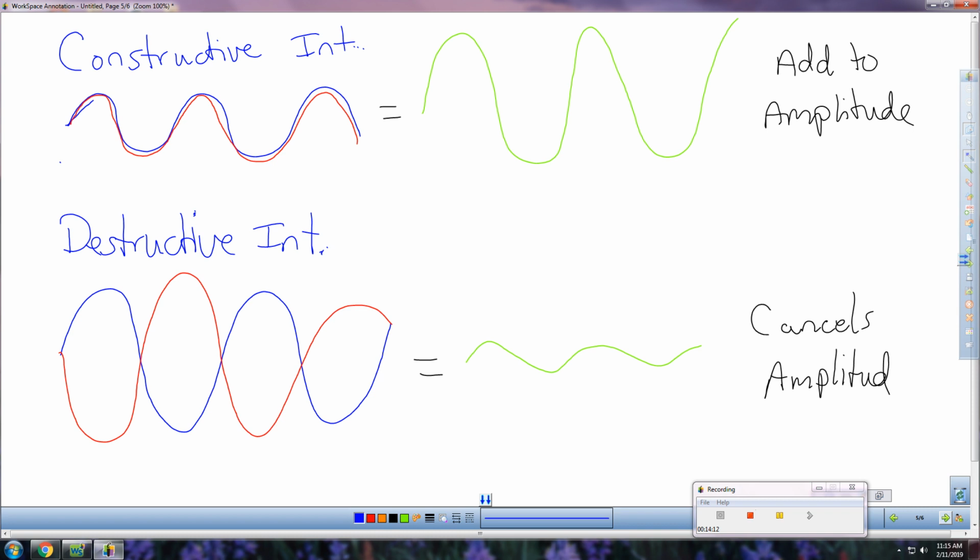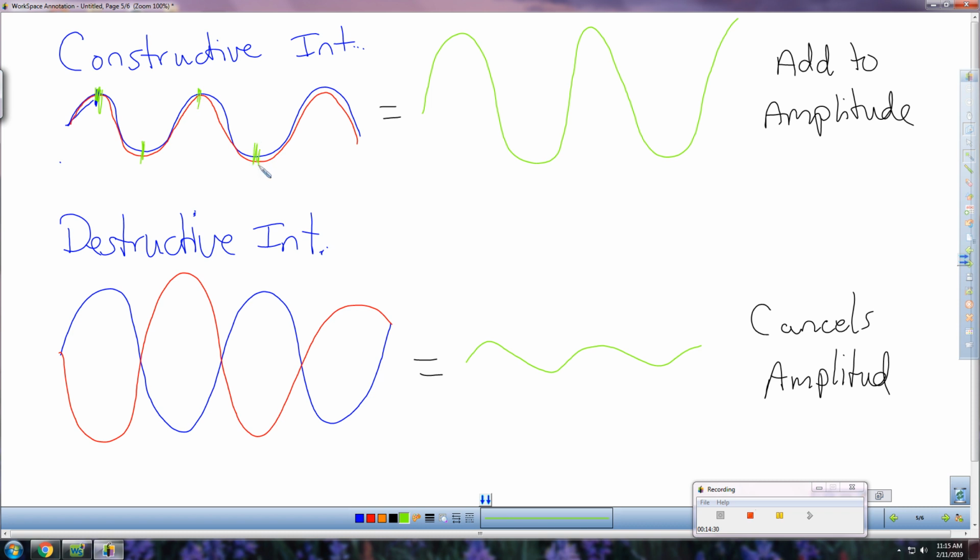Constructive, if we're constructing something, we're building something up. It adds to the amplitude. Good. So here we have the blue wave and the red wave. They both hit at the same time. We have both crests lined up. Let me change colors here. Both of the crests are lined up, the troughs are lined up.